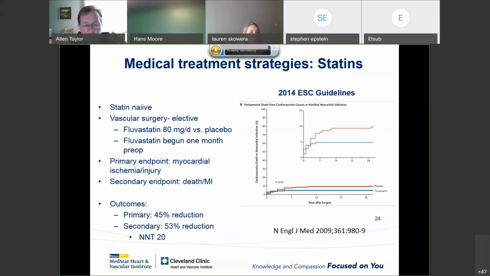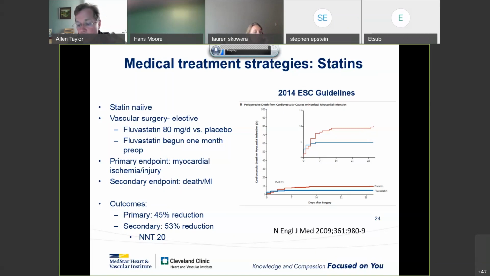The primary endpoint was myocardial ischemia, and the secondary endpoint was death or MI. And what I'm showing you here on the right is perioperative death from cardiovascular causes or non-fatal MI. And there was a nearly 50% reduction for the primary endpoint and a 50% reduction for the secondary endpoint, with a number needed to treat of 20 in these patients undergoing vascular surgery receiving statin.